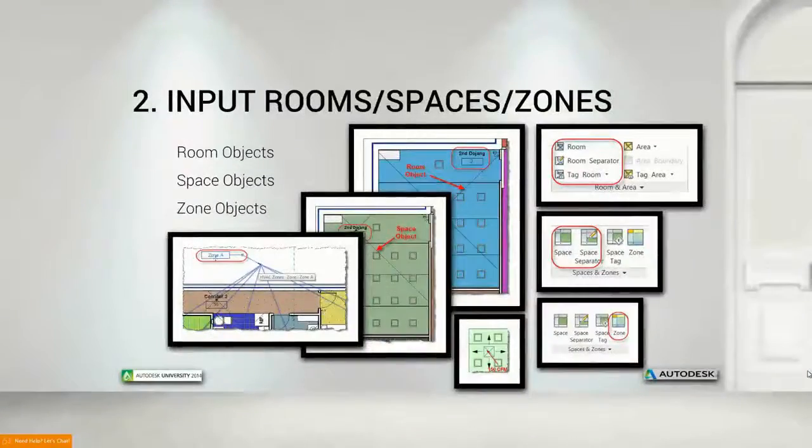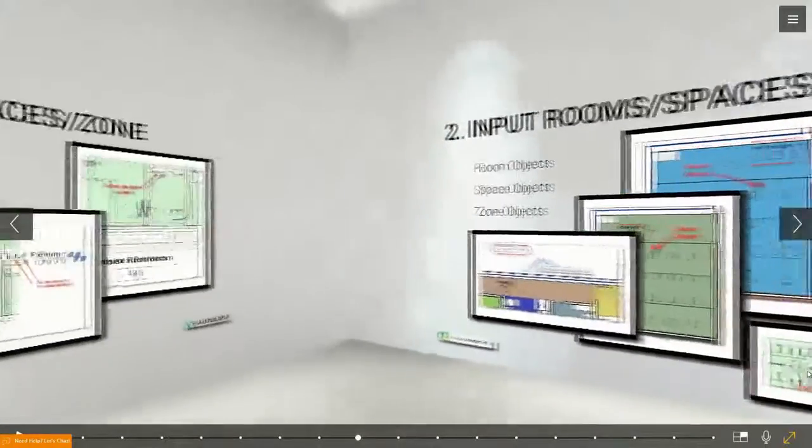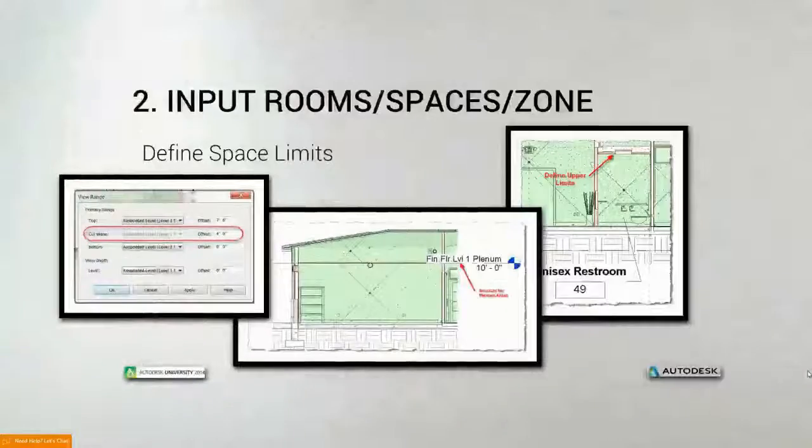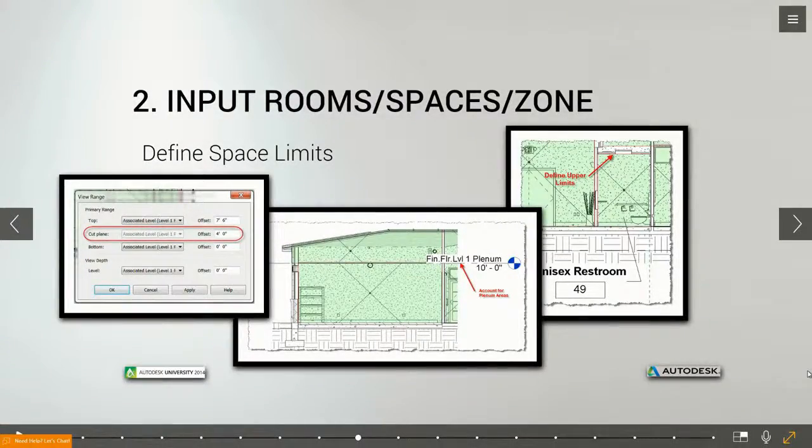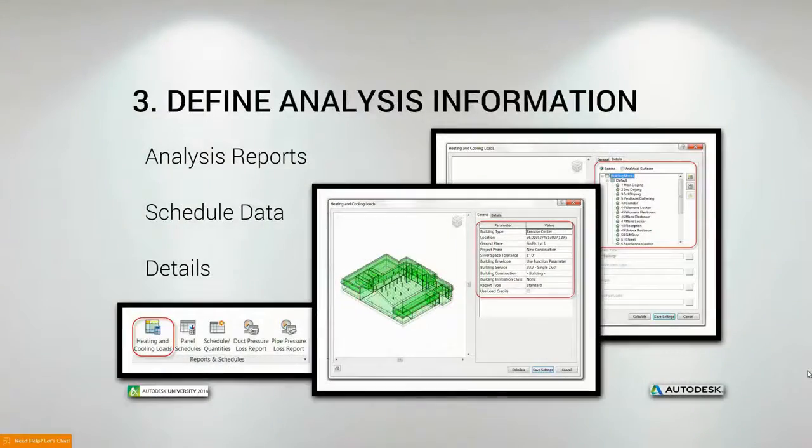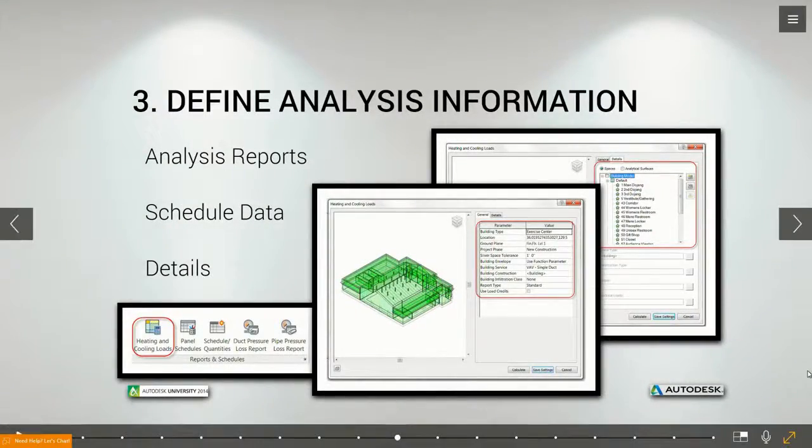We'll add some rooms, some spaces, and zones. You see me cruising through this, huh? We'll define some space limits as well. And then from there, we'll run some analysis reports. We'll schedule some data. We'll talk a little bit about some of the details. Zon will show you.